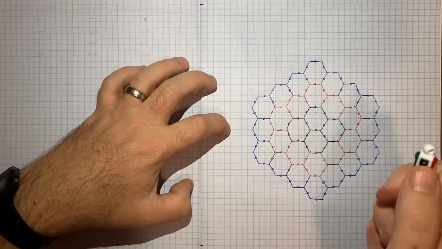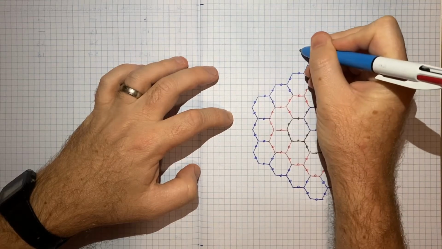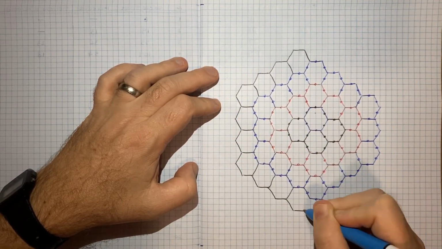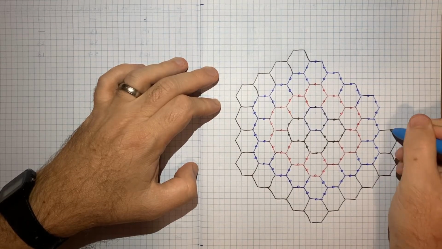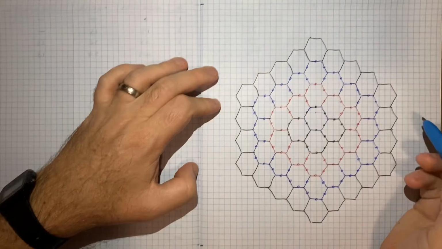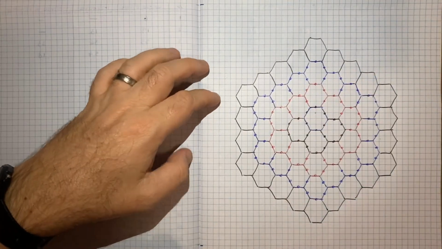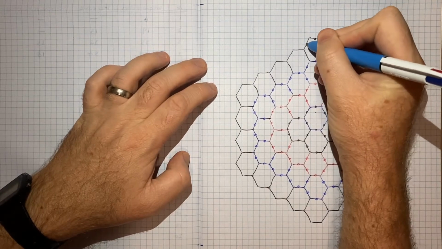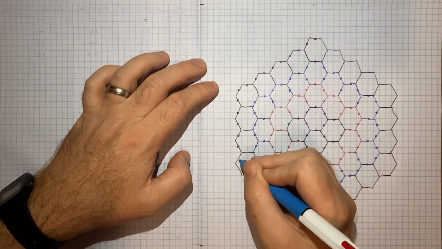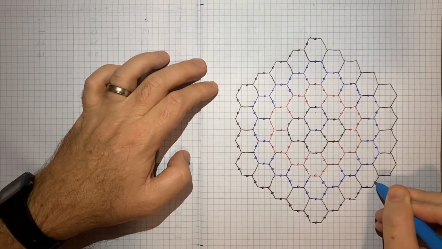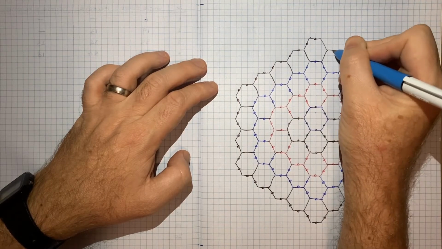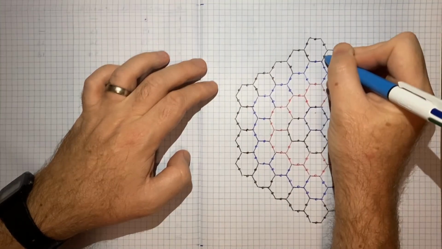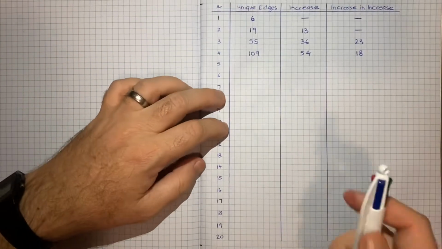I'll go back to black. So hopefully I don't run out of space here. Alright, so there's all my hexagons. As we see, it's growing at an ever-increasing rate. So we're starting at 109, so 110, 111, 112... 180, 181. Alright, so we'll write 181.